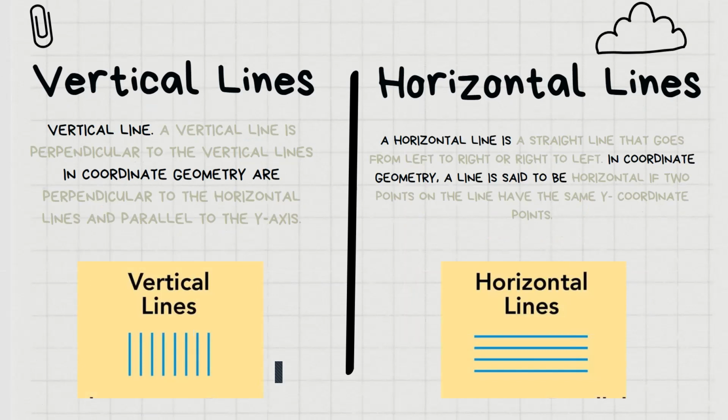Vertical line. Vertical lines in coordinate geometry are perpendicular to the horizontal line and parallel to the y-axis. A horizontal line is a straight line that goes from left to right or right to left in coordinate geometry. A line is said to be horizontal if two points on the line have the same y-coordinate, as the examples have been shown left and right here.